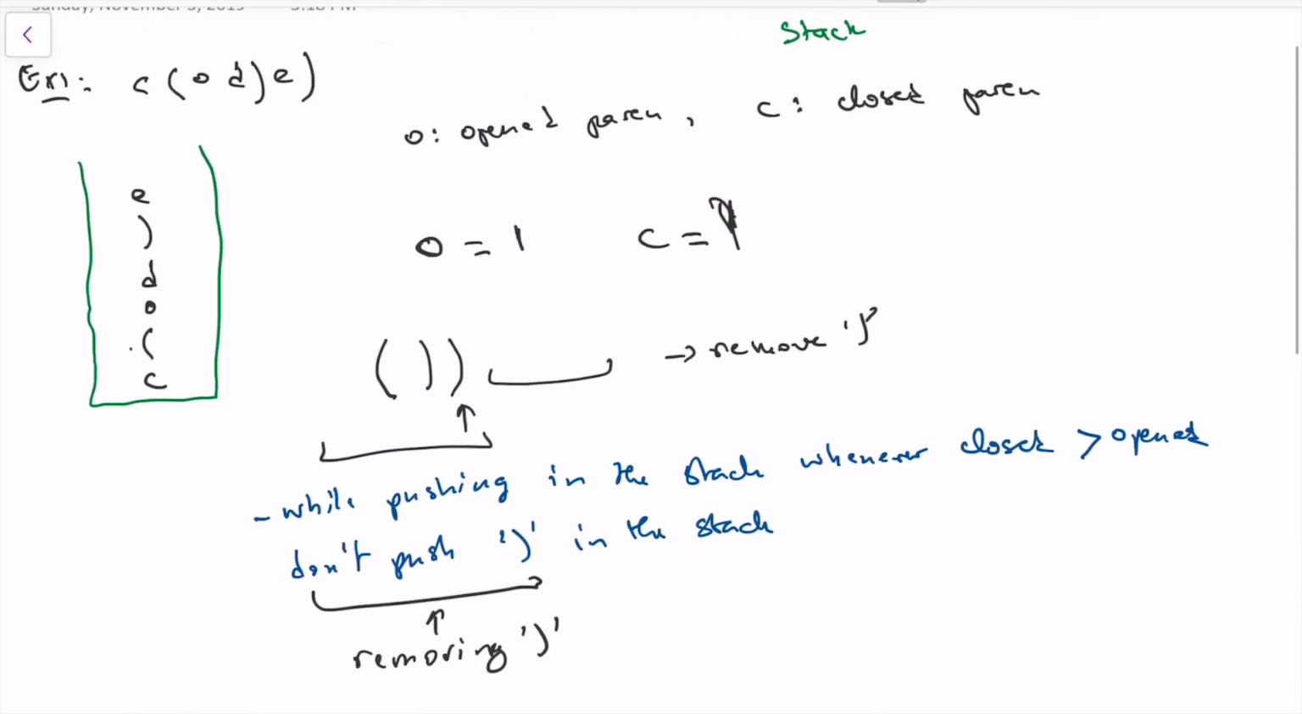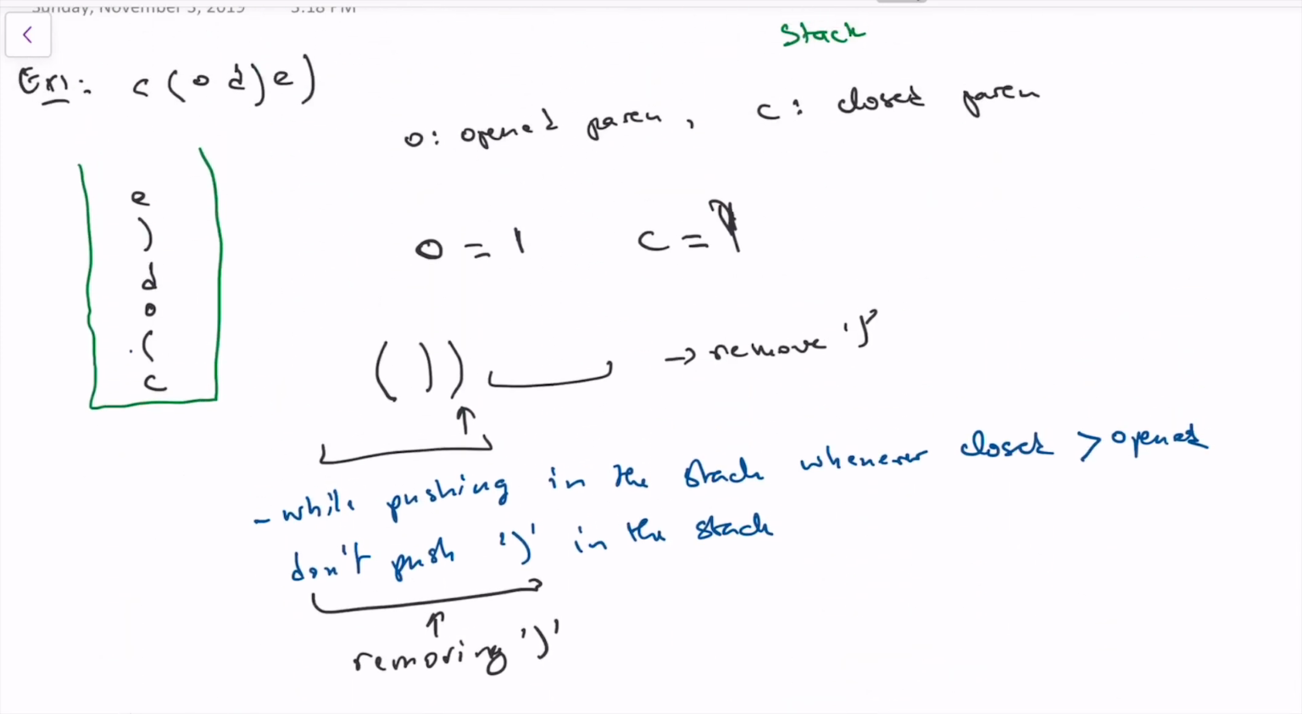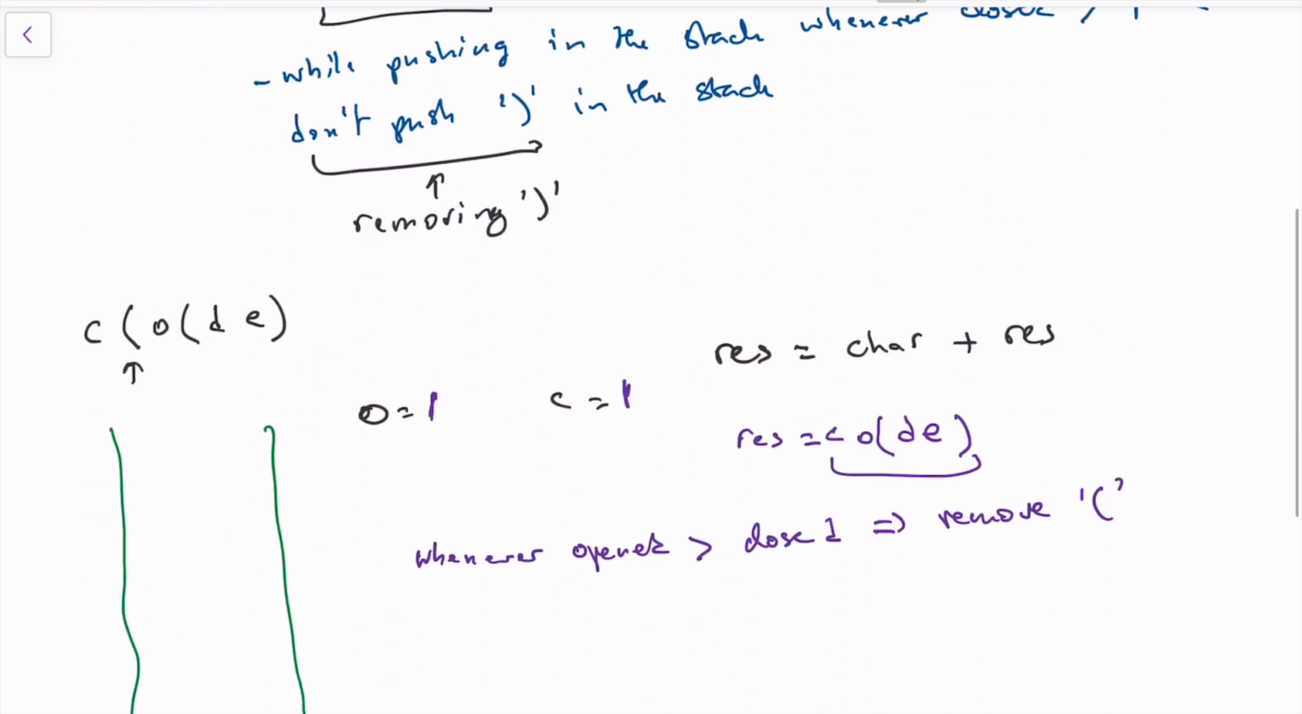So the gist of this approach is push into the stack, but keep track of the open and the closed parentheses, and whenever the number of closed becomes bigger than the open parentheses, that means we have an excess of closed parentheses. Remove that closed parenthesis, and removing it means just not adding it to the stack.